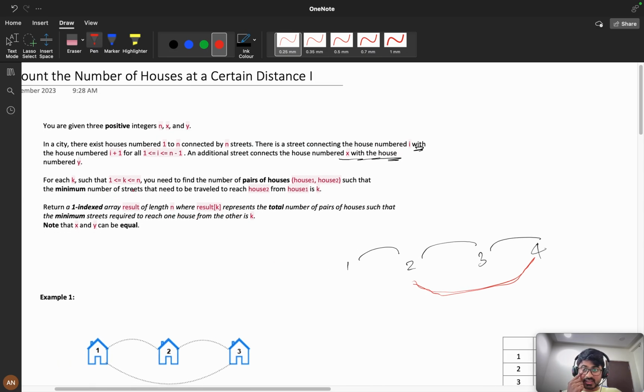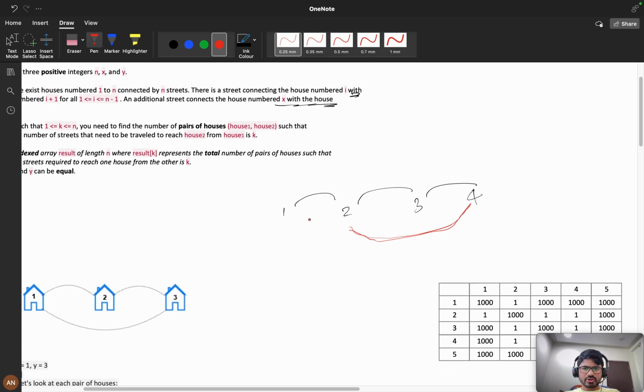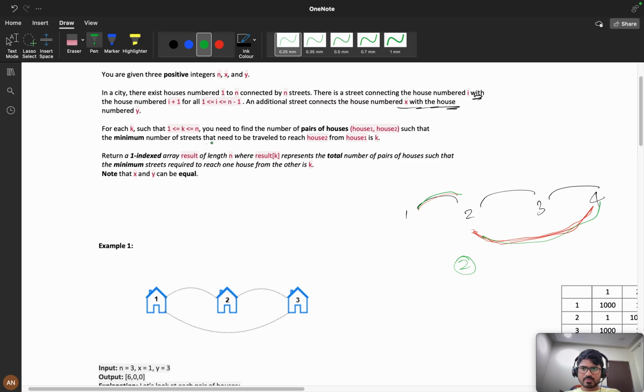Now for each k, you need to find the number of pairs of houses, house 1 and house 2, such that the minimum number of streets that need to be traveled to reach house 2 from house 1 is k. Suppose I want to reach 4 from house number 1. How many steps are you going to make? 1, 2, 3 if you go this way, but I can use this path as well: 1 to 2 and 2 to 4 in 2 steps. So we want the minimum number of streets.